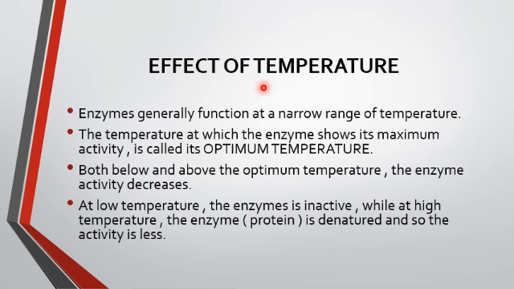Effect of temperature. Enzymes generally function at a narrow range of temperature. The temperature at which the enzyme shows its maximum activity is called its optimum temperature, means the most favorable temperature at which the activity of the enzyme is maximum. Both below and above the optimum temperature, the enzyme activity decreases.